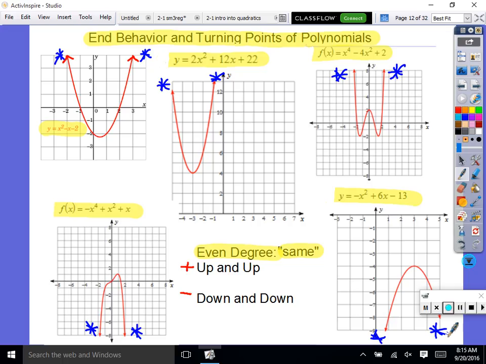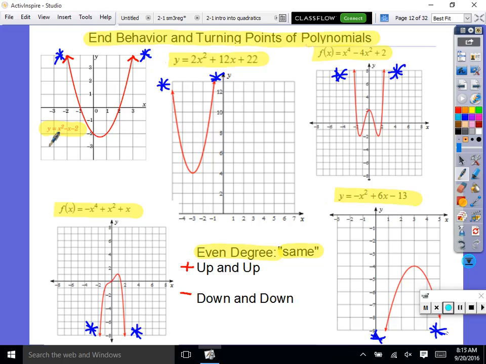Okay, so here's the general rule. Are you ready to learn the general rule? For even degrees, this is degree 2, this was degree 2, this was degree 4, this was degree 4, this was degree 2. Does everybody understand how those are all even degrees? Even degree polynomials will have the same end behavior, either up and up or down and down. Do you see what I mean by the same? Up and up or down and down. What causes the end behavior is the highest degree, and if it's even, then you'll look at the leading coefficient. If it's positive, it'll be up and up. If it's negative, that negative flips it upside down. That's when it's down and down.